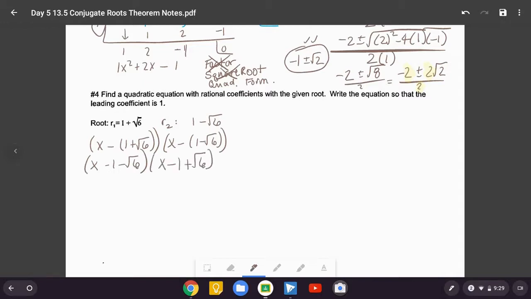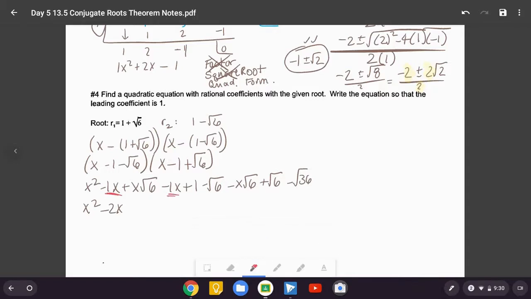So I'm going to distribute my x. I get x squared minus 1x plus x root 6. And distribute my negative 1. I get negative 1x plus 1 minus root 6. And I'll distribute my negative root 6. That gives me negative x root 6 plus root 6 minus root 36. All right, so that gives me x squared minus 2x.